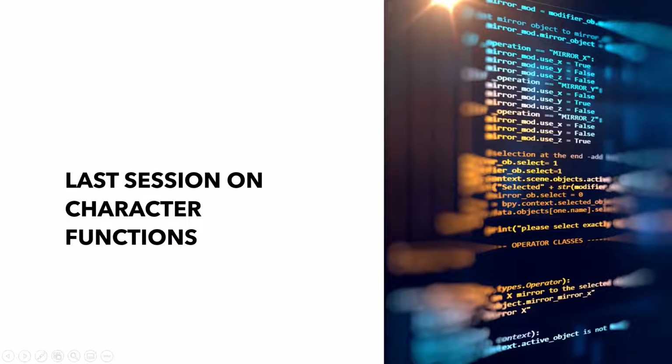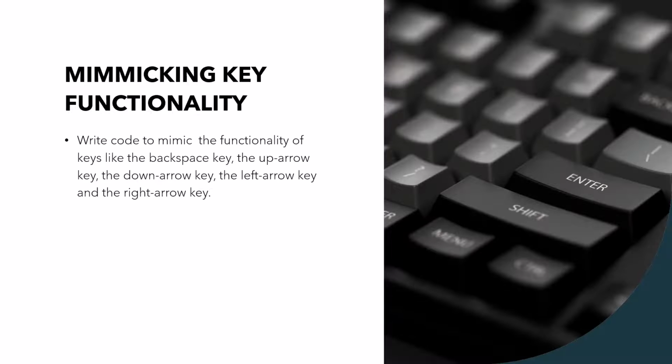Hello and welcome. This being the last session on character functions, let's end with writing some code to replicate the functionality of certain keys. So write code to mimic the functionality of keys like the backspace key and essentially all the arrow keys, as you can see there: up arrow, down arrow, left arrow, and right arrow.